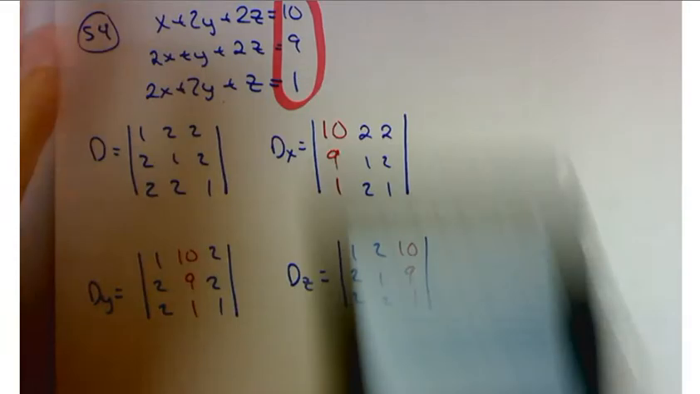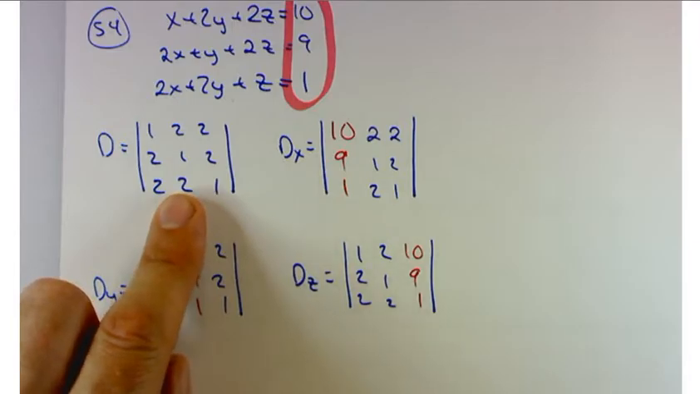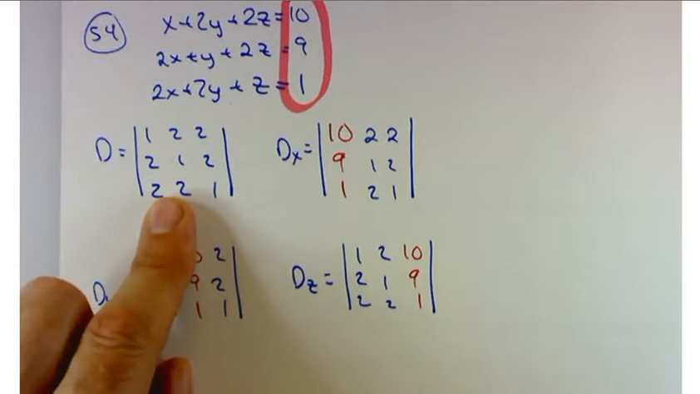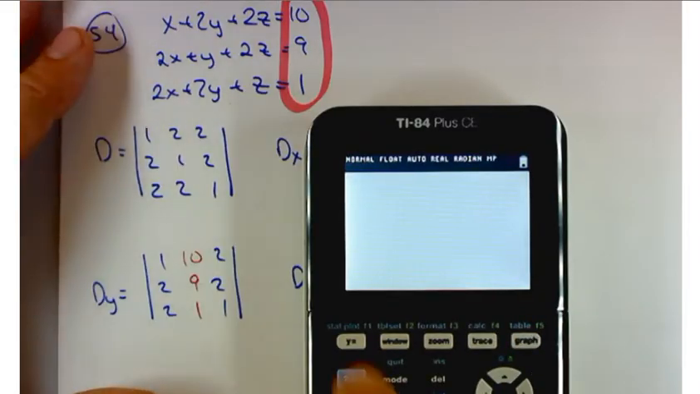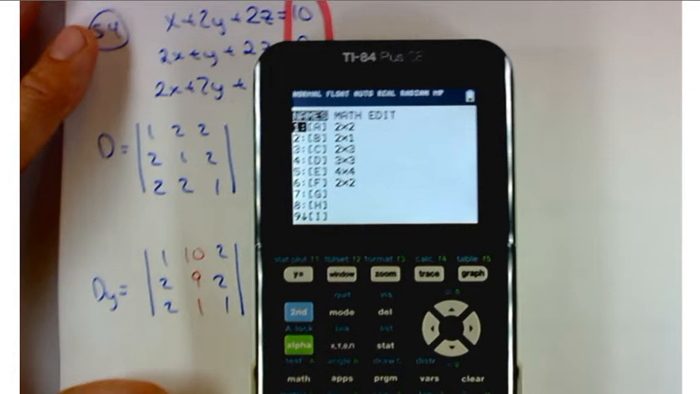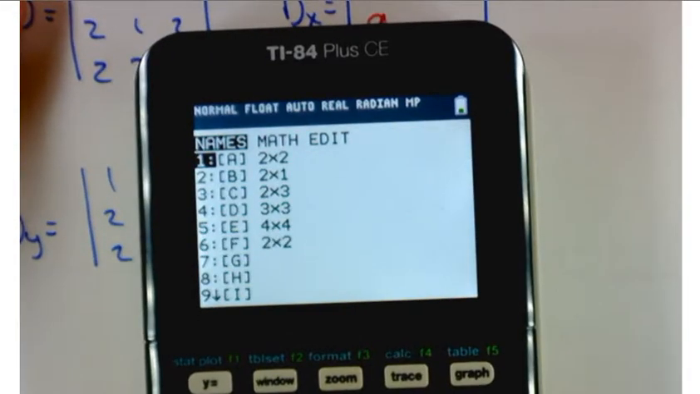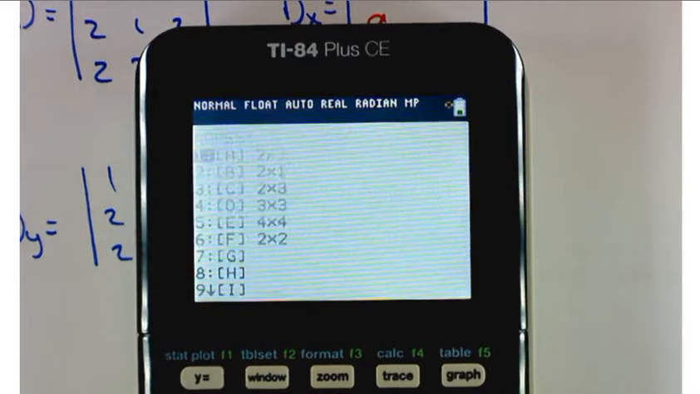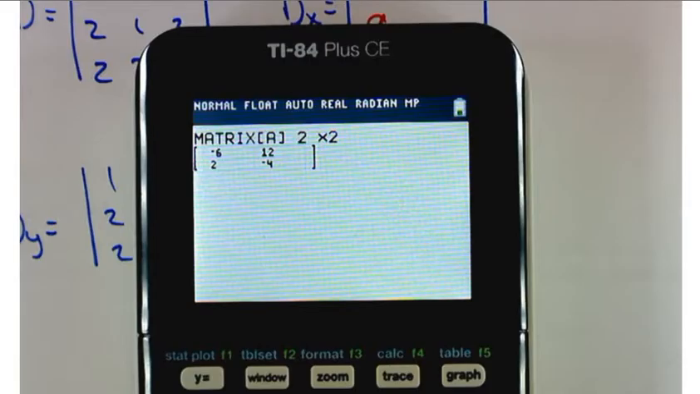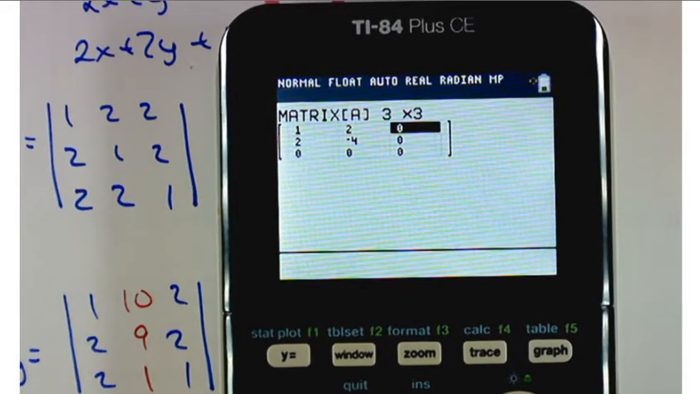So let's enter these numbers into a matrix, we'll call it matrix A, and then see what we can do from there. So second, and then the x inverse key to enter that matrix. So edit. What size matrix should I set up? 3x3, 3 rows, then 3 columns. Let's type in 1, 2, 2, 2, 1, 2, 2, 2, 1.